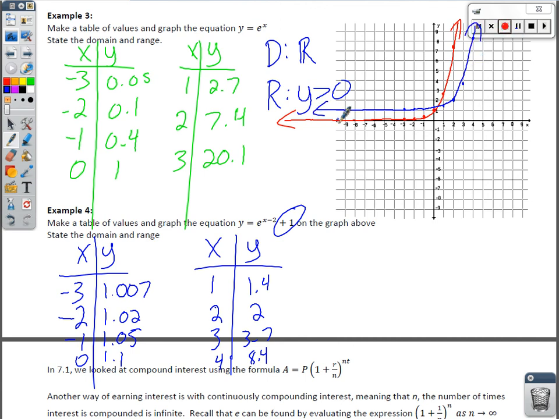So you can see that this graph does look like it's shifted up 1 from the red one, and it's shifted 2 units to the right from the red one. So that's how those shifts work. As far as the domain and range goes, again, domain is the same as all of these exponential functions. It's all real numbers. And the range here is anything greater than the asymptote. So y is greater than 1.